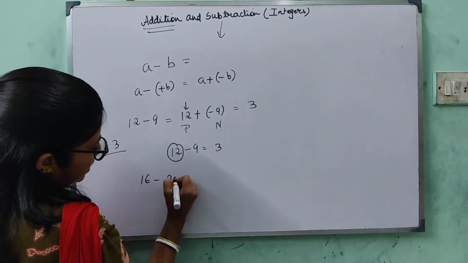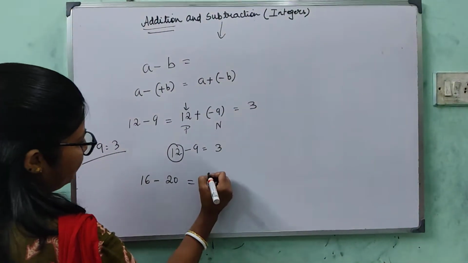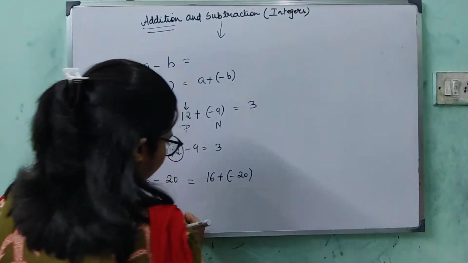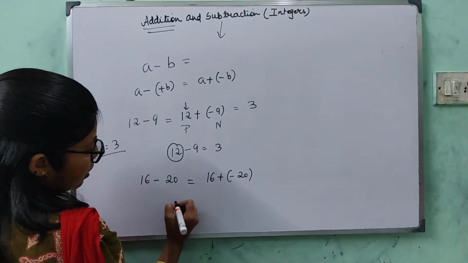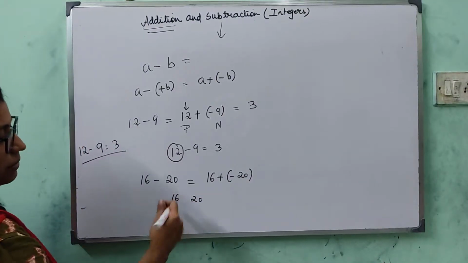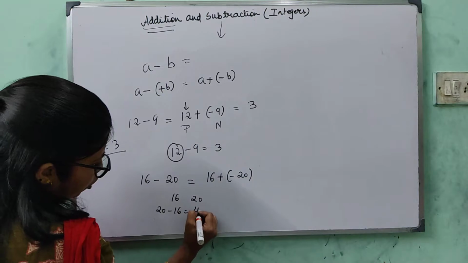16 minus 20. So this is given in the minus form. Let us write in the plus form: 16 plus of minus 20. Now I can see it's in the form of a positive integer and a negative integer. So bring the two numbers separately. 16 and 20 are the two numbers without the signs. Now find their difference. 20 minus 16 is equal to 4.